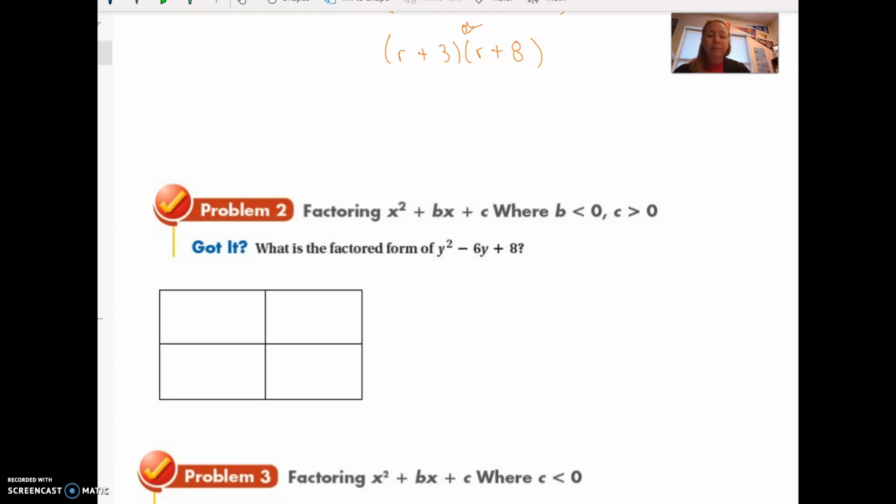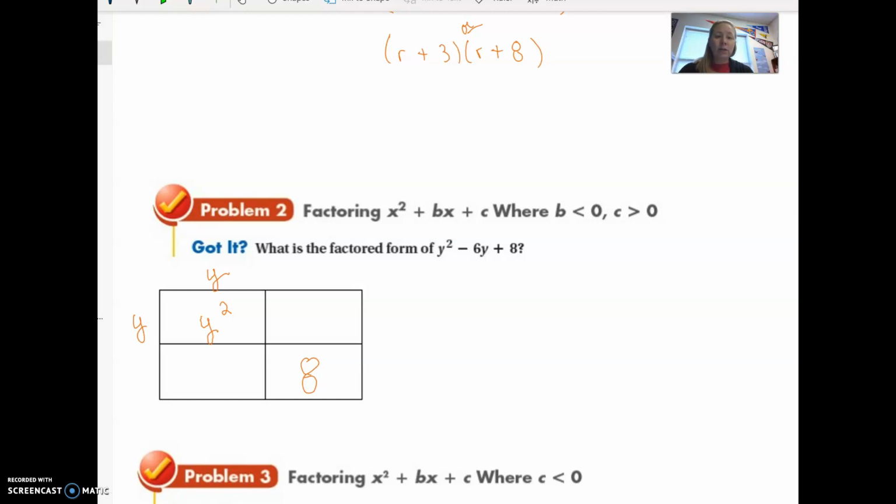So in my box here, the first term, the y squared, would go in this box. And we know that that would be y times y. So that's what would go on the outside of your box. And then we have to think about the 8. The 8 would go here. The last term goes here, and those are always diagonal from each other.